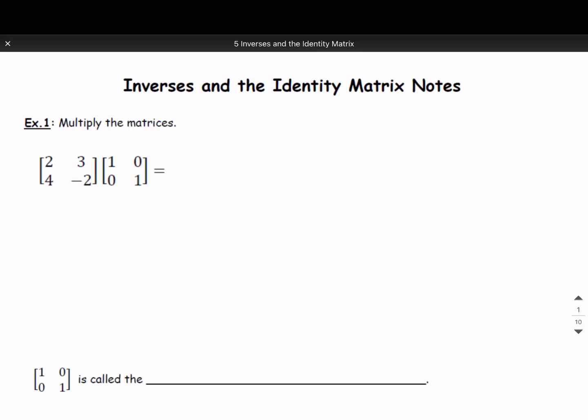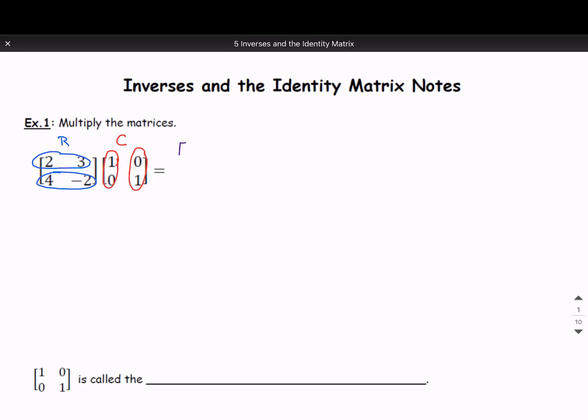Now, before we get there, I want to do a little bit of multiplication. So we're going to multiply these two matrices. We have a 2 by 2 matrix times a 2 by 2 matrix. Since the number of columns from the first matrix is the same as the number of rows from the second matrix, we will be able to multiply them. We're going to take the rows from the first and the columns from the second.